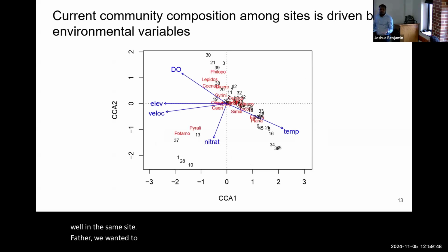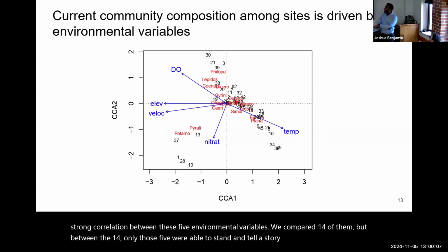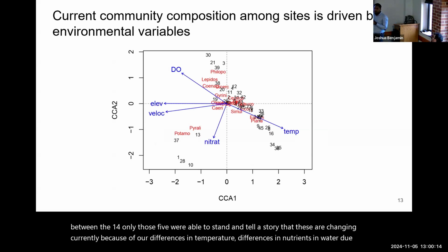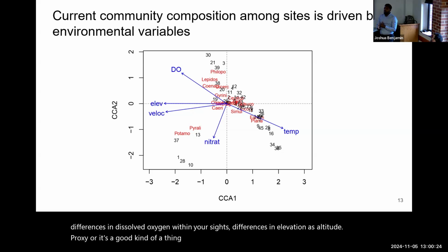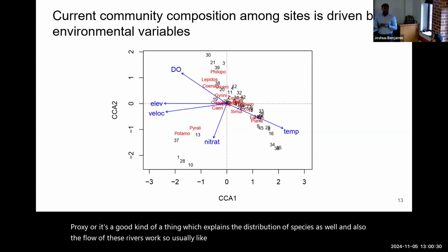Further, we wanted to see what was driving these changes in the current composition of these communities, and we found a very strong correlation with these 5 environmental variables. We compared 14 of them, but of the 14, only those 5 were able to stand and tell a story that things are changing currently because of differences in temperature, differences in nutrients, differences in dissolved oxygen within your sites, differences in elevation, as altitude is a good proxy which explains the distribution of species as well, and also the flow of these rivers. So those were the 5 main important factors in this river.